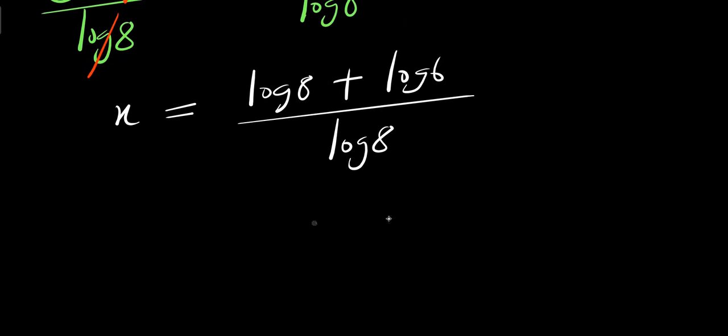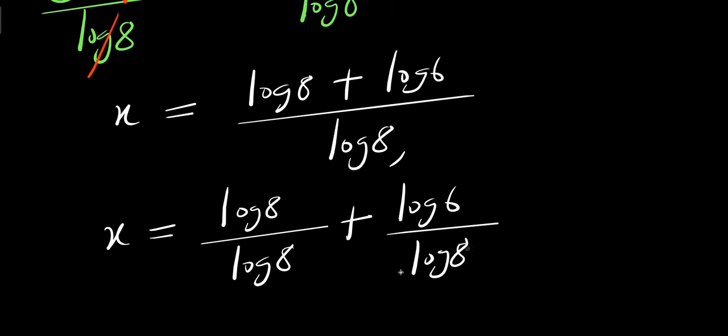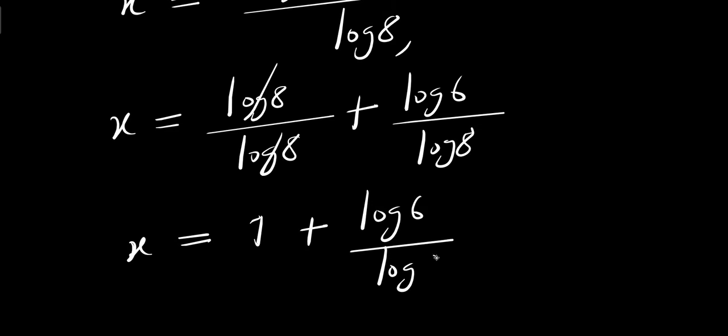So from here, let's divide by the common denominator. We have x equals log 8 divided by log 8 plus log 6 divided by log 8. Log 8 divided by log 8, we have 1. We have x equals 1 plus log 6 divided by log 8.